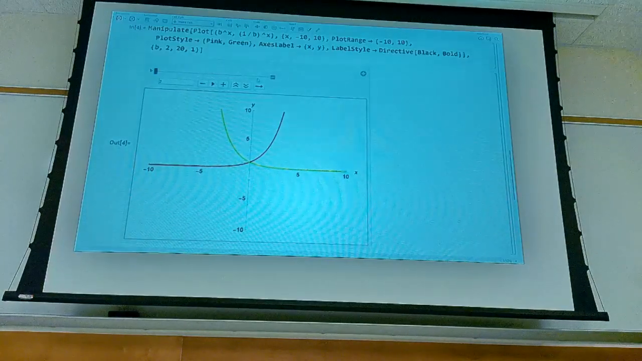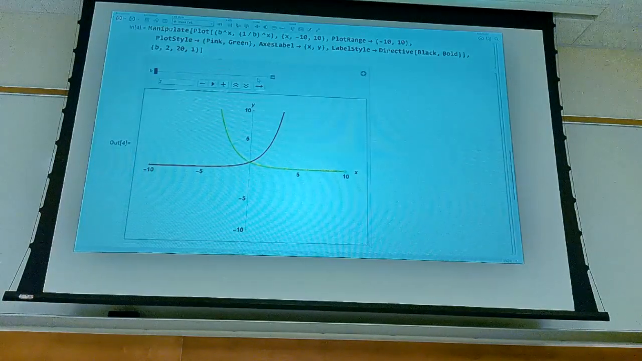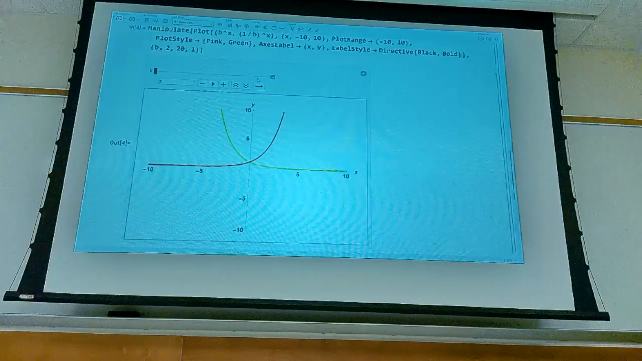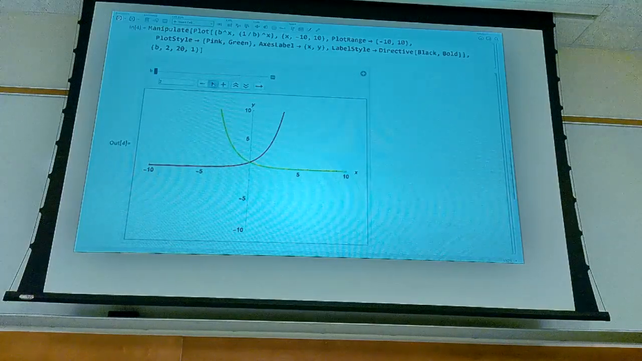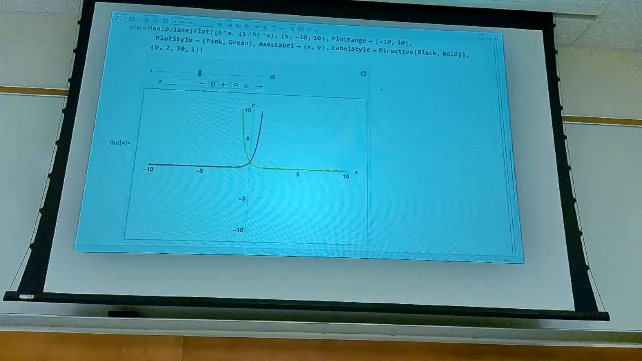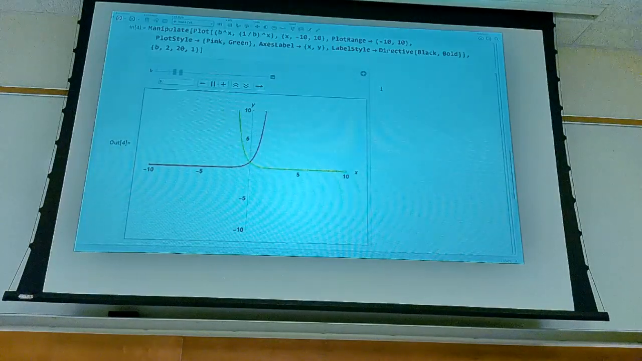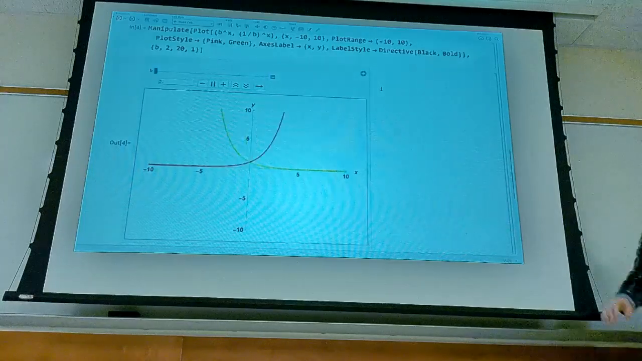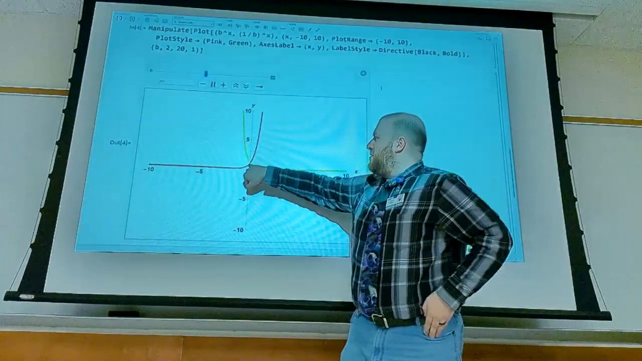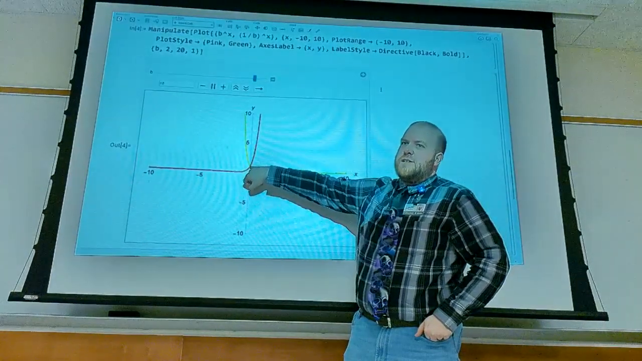Right, so the pink one is for b larger than 1, and the green one is for b less than 1. And again, you see they do cross the y-axis at the exact same point.